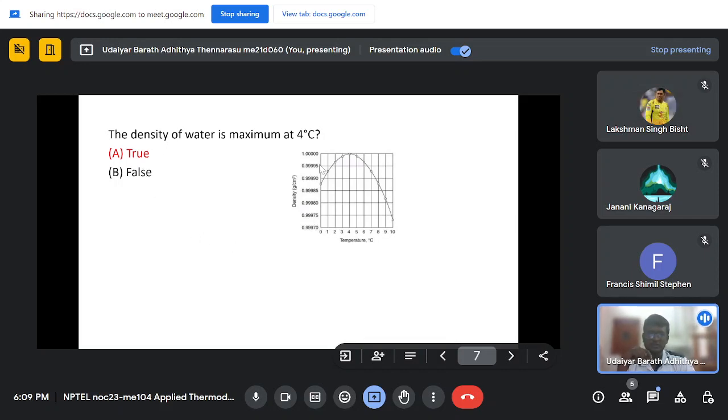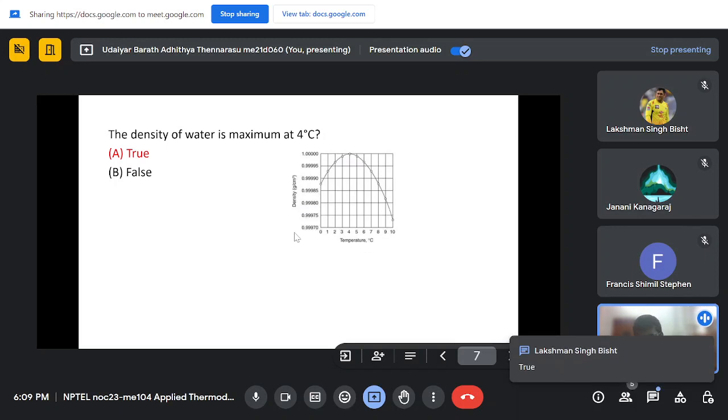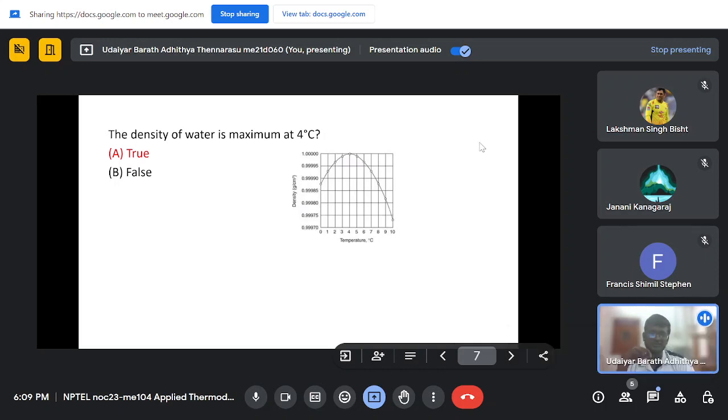You can see I've plotted a density versus temperature curve. You see the density goes to a maximum and then decreases. On reduction of temperature, a fluid freezes and the density goes up. So that's what happens after 0 to 4. In case of water, it starts decreasing. So the answer is option A, true.